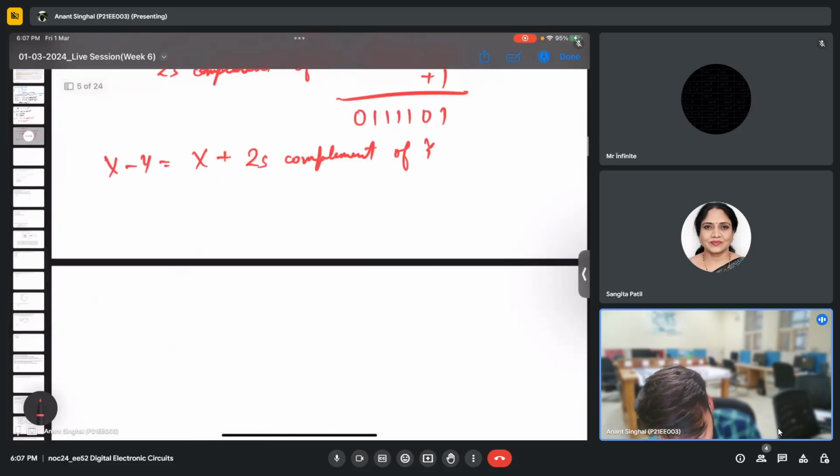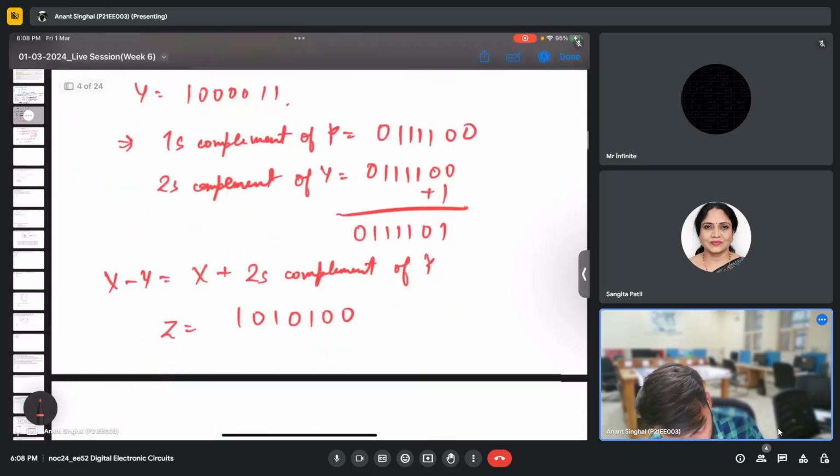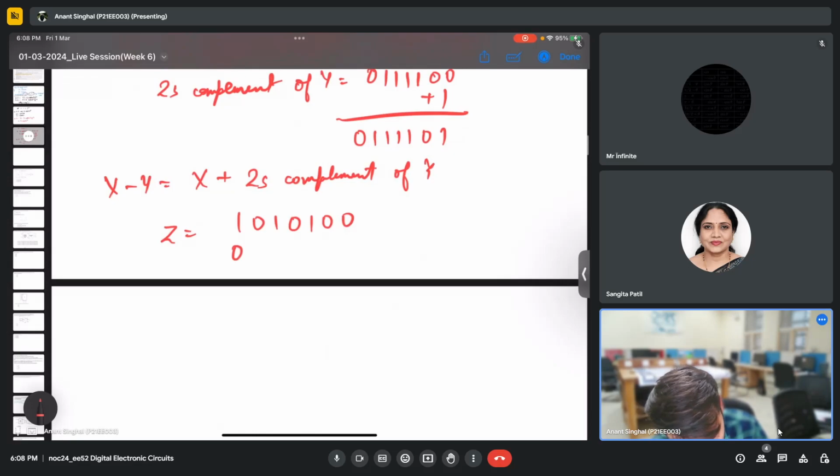So for doing that, I'm doing x plus 2's complement of y. Let's say that is z. That will be, first of all, I need to write x: 1 0 1 0 1 double 0. I guess this was x. And the 2's complement of y we have just computed, it is 0, 4 times 1, 0, 1. So what we need to do, we need to add them now.